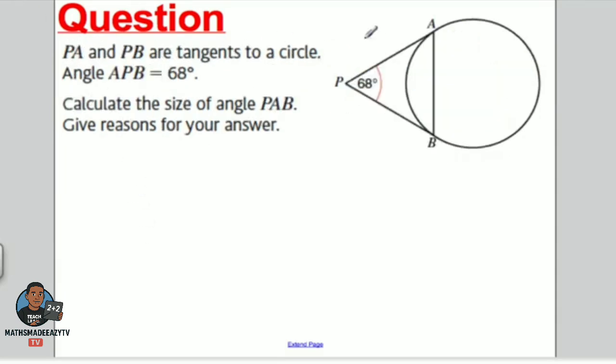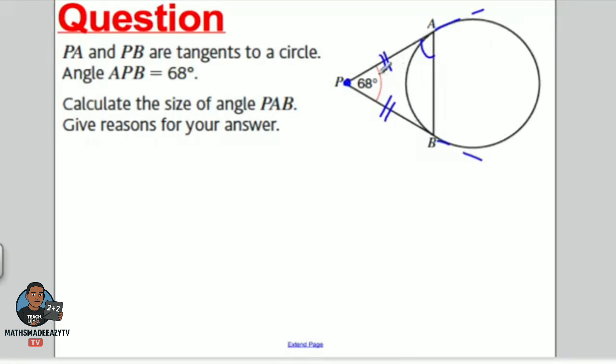Last question. PA and PB are tangents to a circle. We know that two tangents coming from the same point, when they meet a circle, must be the same length. So that length is equal to that length. So we have an isosceles triangle. So this angle is 68. So for PAB, we have to get that angle.